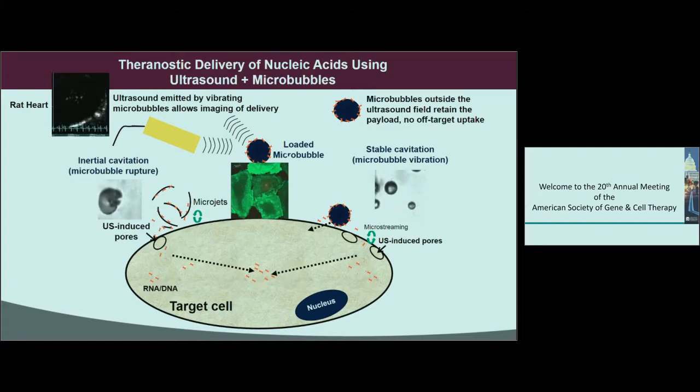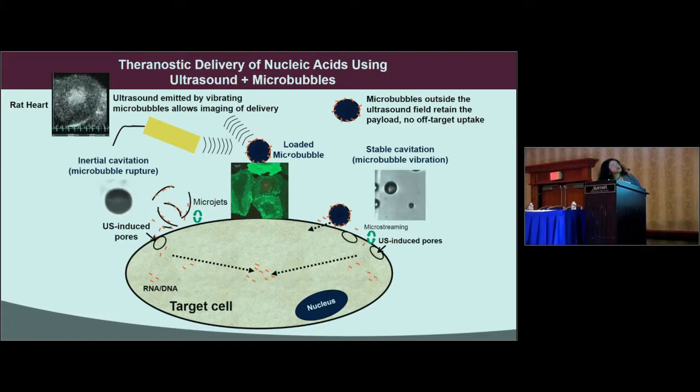And then because of their vibrations, they can cause microjets or microstreaming that can induce pores. And I'll show later some pores that are induced in endothelial cells. Now, importantly, microbubbles outside the ultrasound field retain the payload so that you have no off-target uptake. So the targeting is achieved by navigation of the ultrasound beam, and also you can see what you're doing by virtue of the imaging capabilities of the ultrasound modality.